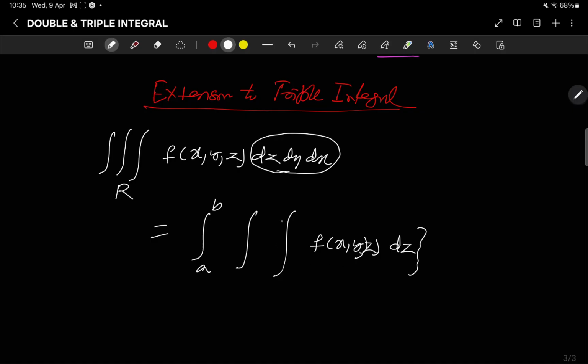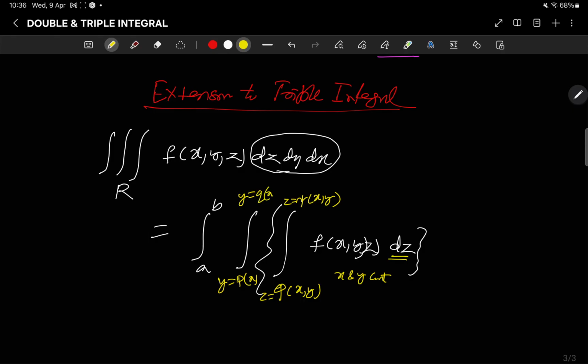While I evaluate with respect to z, x and y are constant, and the limit with respect to z may be a function of the other two variables, x and y. So this should be the limit of your z. Then the limit of y may be a function of x. Then the limit of the last one, it is your z, then your y, then your x.